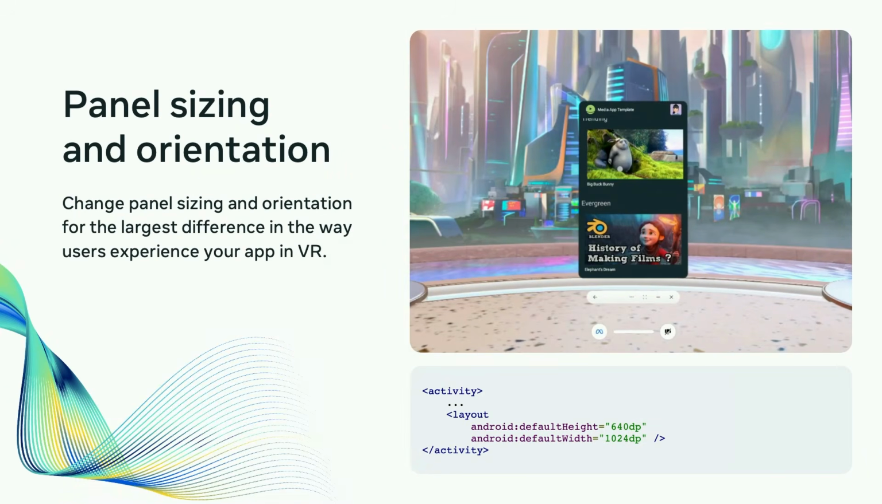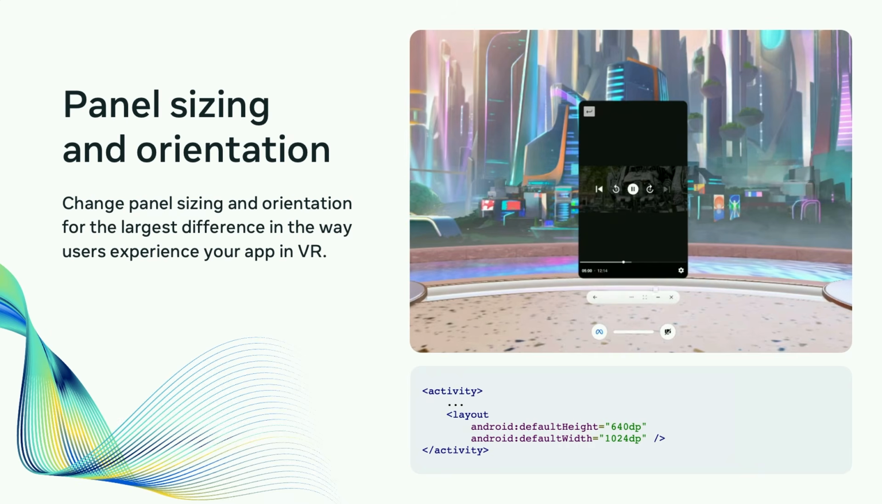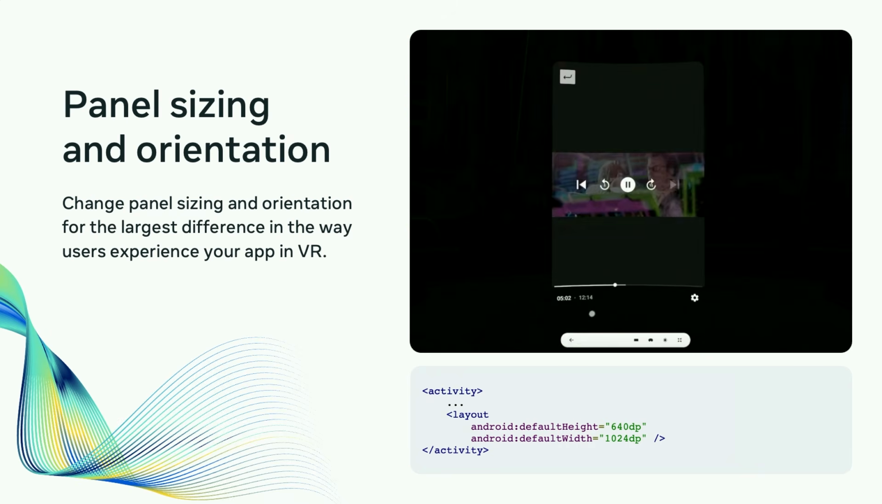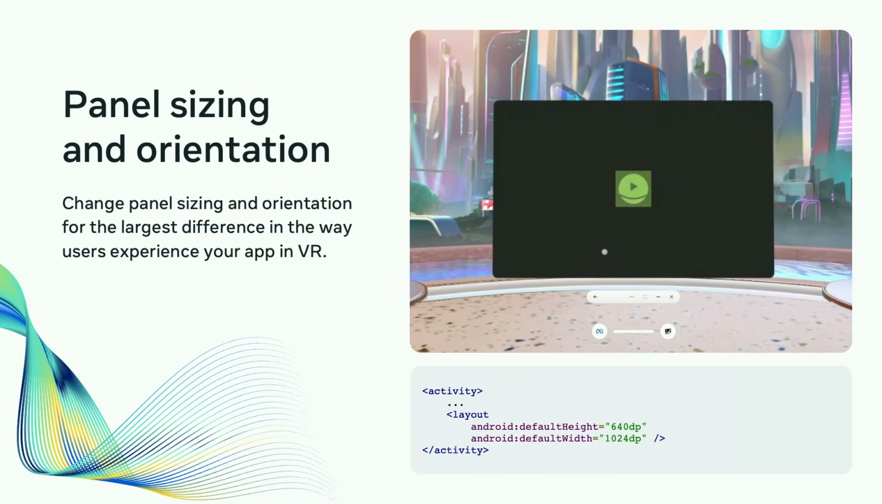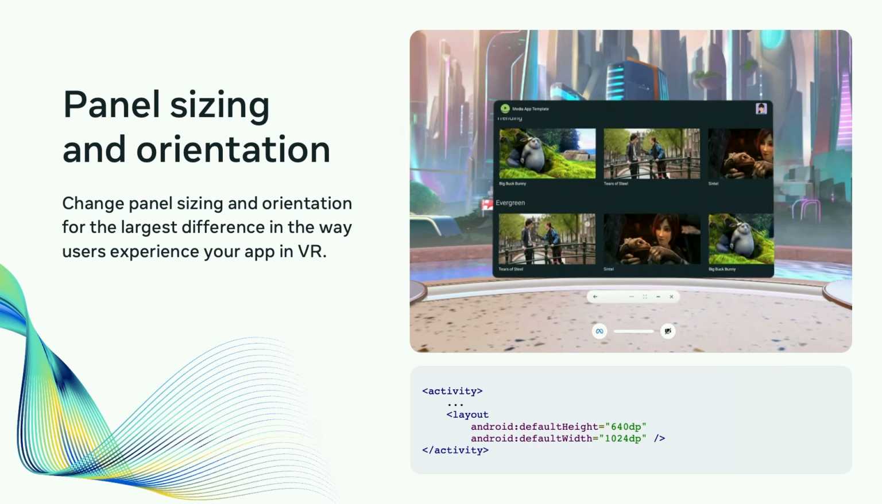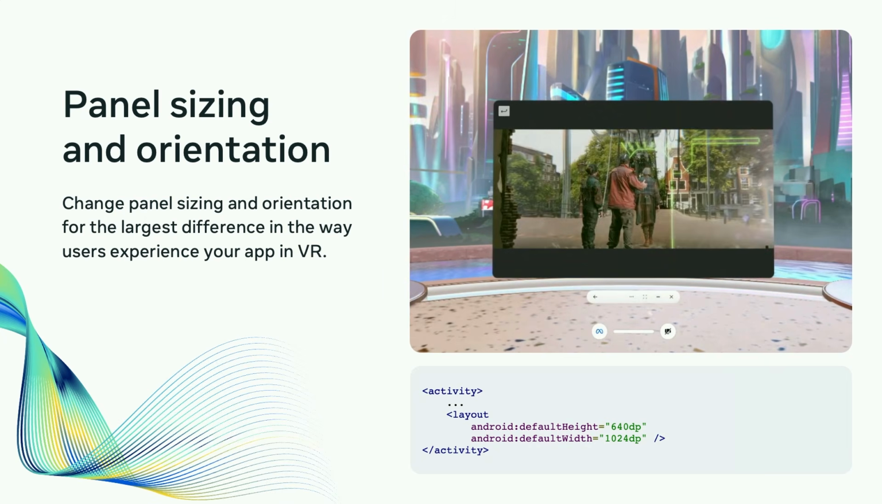Here's the first one. This is actually a very simple change, and it makes a huge difference. Changing the panel sizing and orientation is one of the biggest leverage things you can do. A normal Android app will appear like this on Horizon OS, and it essentially looks like a phone, right? But if you change the default height and width of the application in your manifest file, it will turn it into a landscape format, which will make it, now the change will come in a second, it will make it seem so much more natural to be used. Isn't this an amazing difference of such a small change?